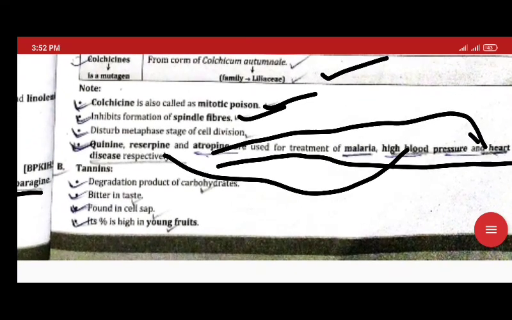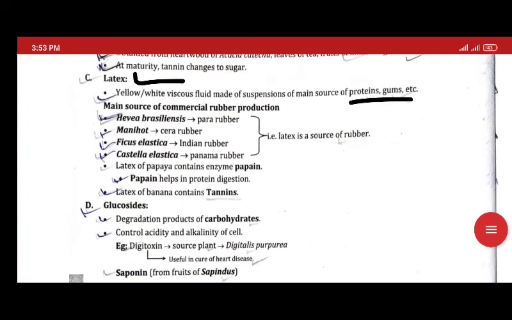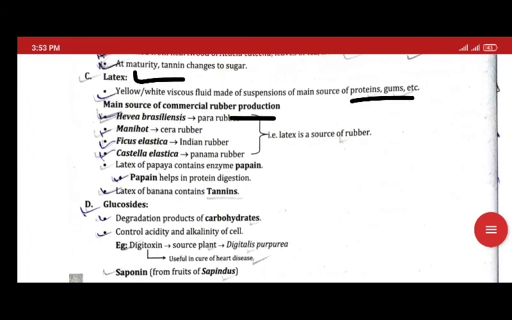Now second is tannins, a degradation product of carbohydrates, bitter in taste, highest in young fruit. Now we have latex, a yellow or white fluid, a suspension with protein and gums. The main source is for rubber production. Examples are Hevea brasiliensis and Ficus elastica, Indian rubber.